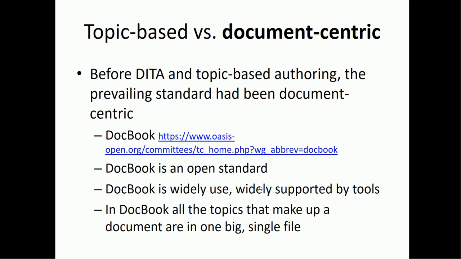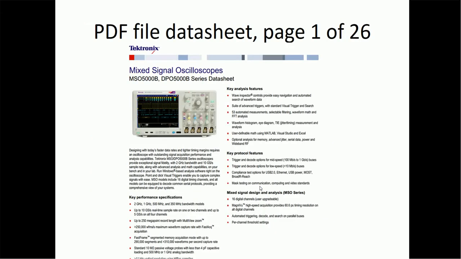Before DITA, topic-based authoring was the prevailing standard. In fact, a really good topic-based authoring open standard is DocBook, which I still like. It has its purposes. DocBook is an open standard. It's widely used and widely supported by the tools. But in DocBook, all of the topics that make up a document are in one single file.